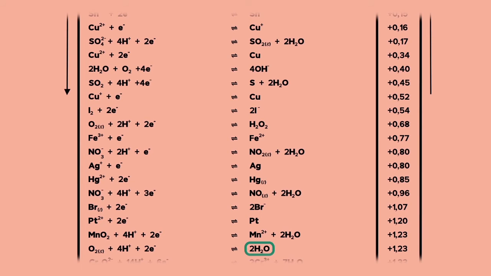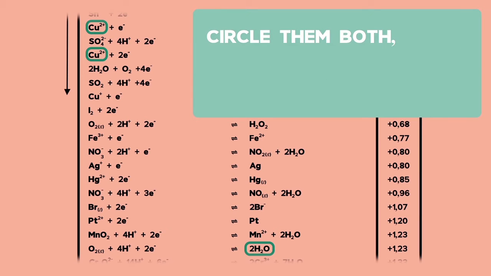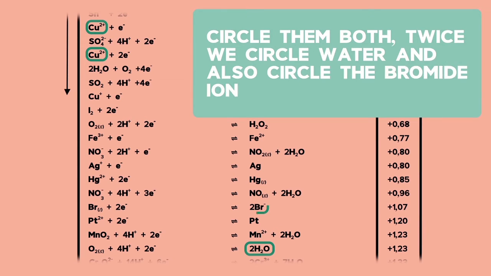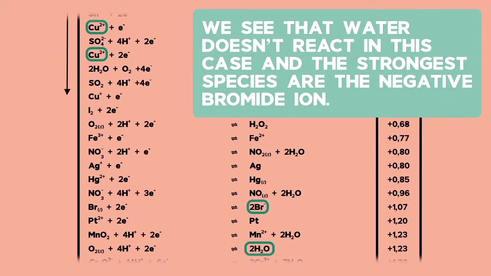Circling water and the ions we talked about shows that copper 2+ is in several places. Circle them both. Twice we circle water and also circle the bromide ion. We see that water doesn't react in this case, and the strongest species are the copper 2+ ion and the negative bromide ion.